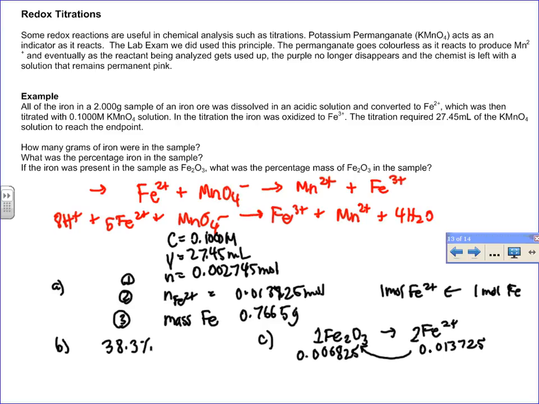And so if we find the mass then, it's 1.0959, and the percent in the 2-gram sample is 54.8%. So the percent of pure iron in that sample is 38.3. The percent of Fe2O3 is 54.8. So that's how you do that distinction.